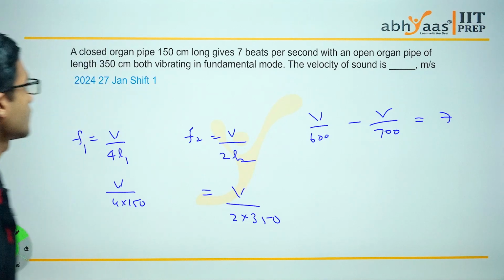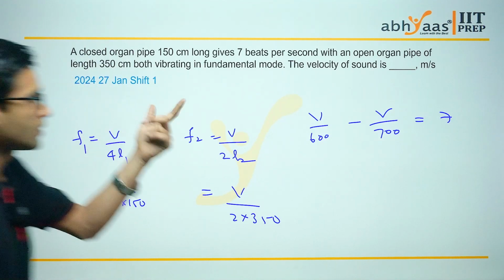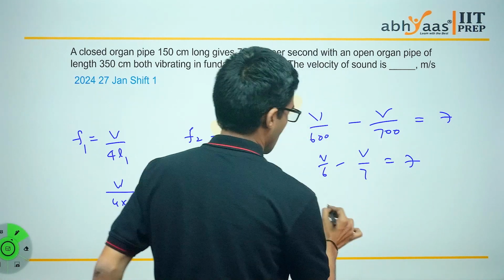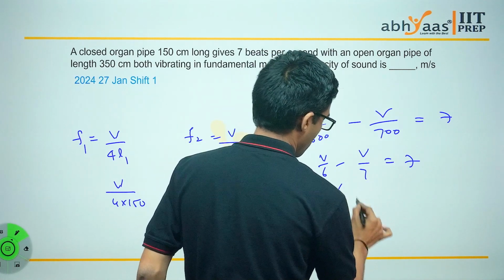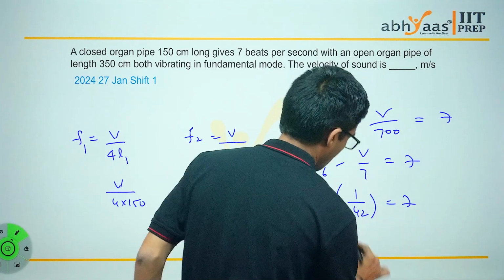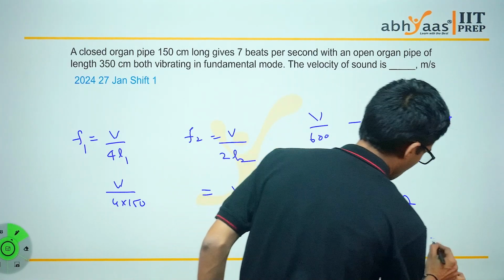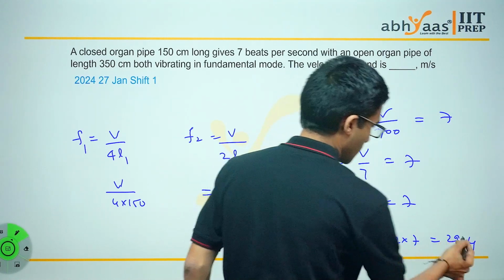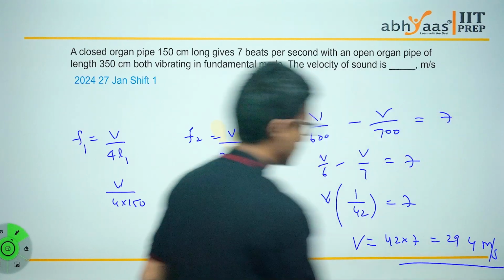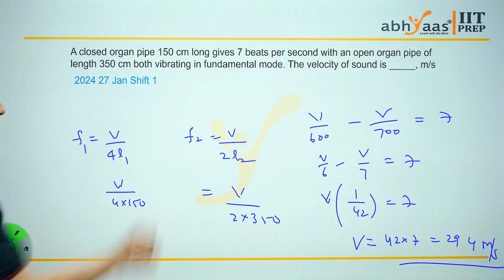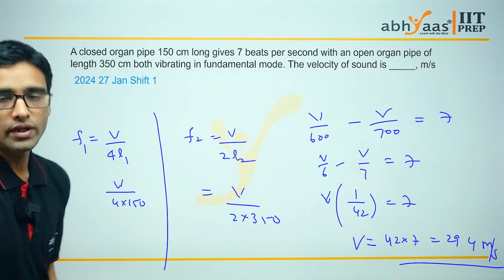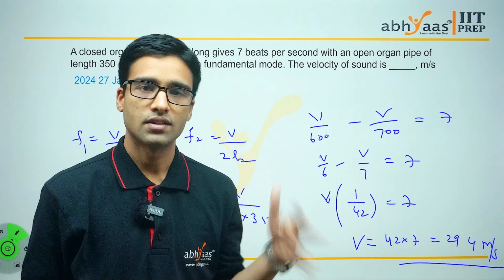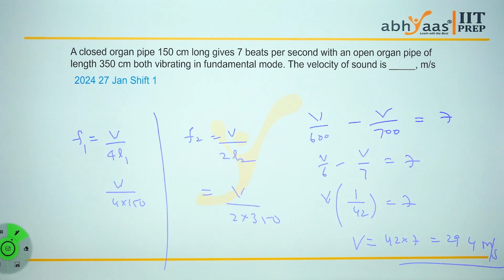If you convert into meters, V by 6 minus V by 7 is equal to 7. So V into 1 by 42 is equal to 7, V is equal to 42 into 7, that is 294 meter per second. This is the answer. If you understand how to calculate frequency for closed pipe and open pipe, you can directly get the answer. Okay, now going to the next question.